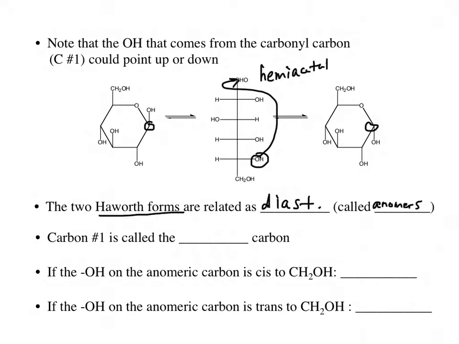And everyone knows if I say, oh, it's the anomer of this, what I'm talking about is only the carbon where that OH could have been up or down, the carbon where the reaction occurred for closure. Okay? So that carbon, carbon number 1, which is the aldehyde carbon. Since it gave us the anomers, it's called the anomeric carbon.